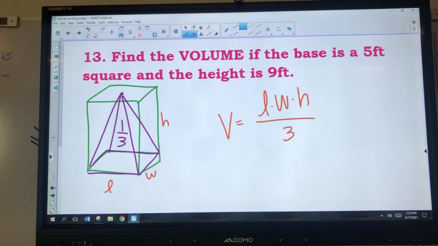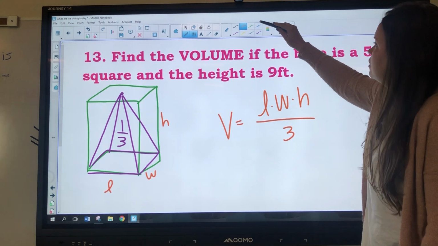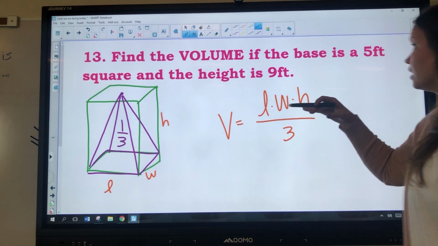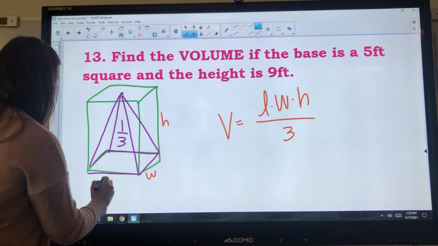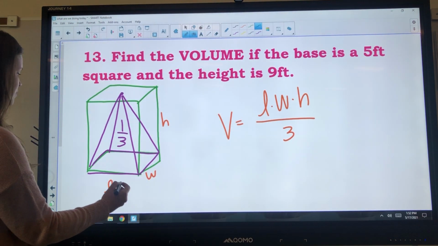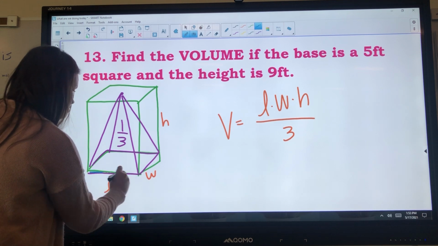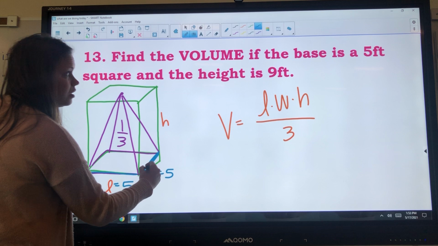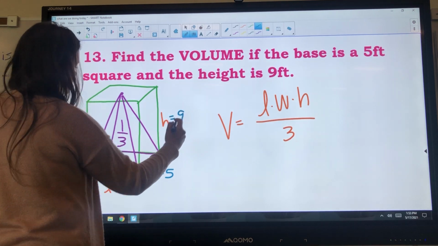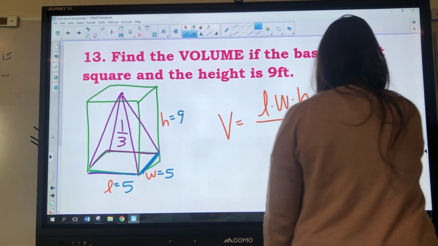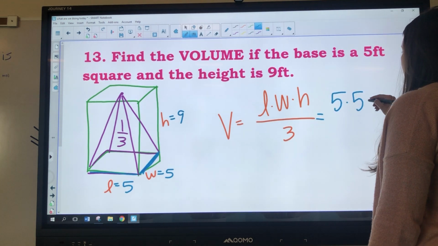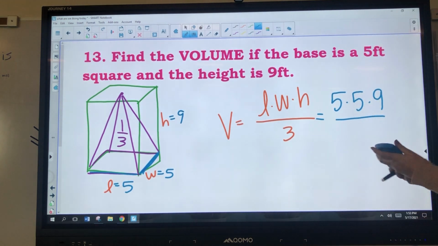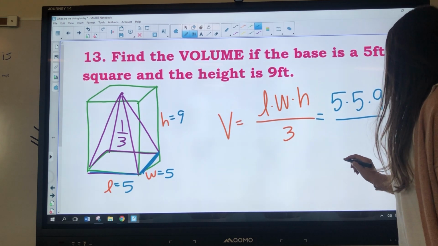Find the volume if the base is a 5-foot square and the height is 9. All right, so you picture the rectangular box being 5-foot square. So that means that this would be 5, and this would be 5, and this would be 9. So the whole box would be 5 times 5 times 9, which is 225.